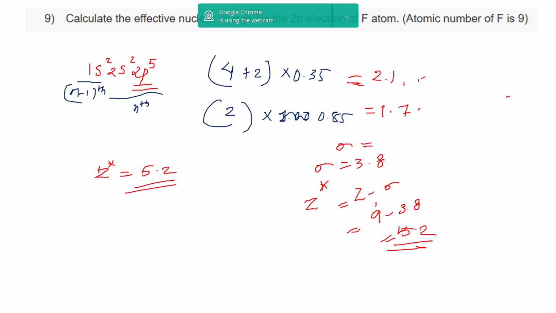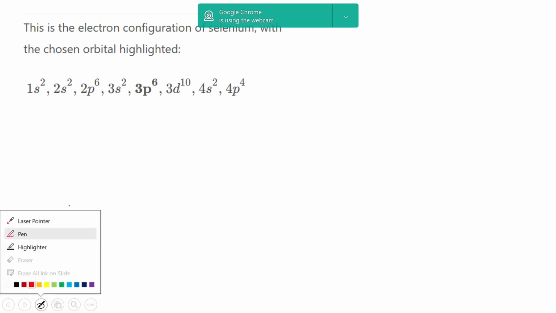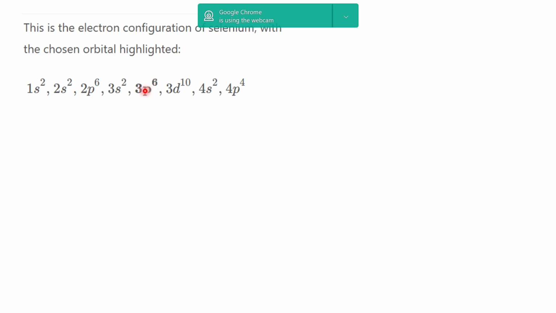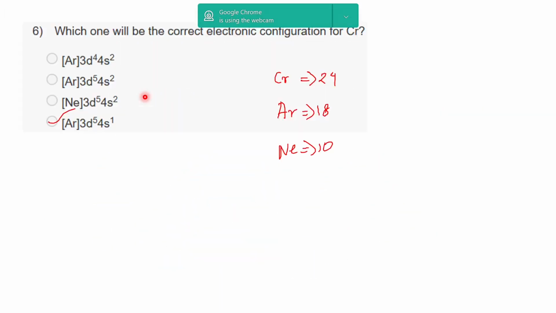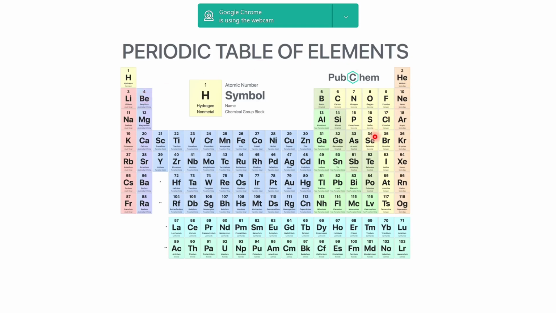Okay. So there is one more question. This is the electronic configuration of selenium, and I have given the electronic configuration. Now the chosen orbital is highlighted. So I want to look at what is the effective nuclear charge felt by an electron in this 3p? So I'll give you the atomic number of selenium. Selenium is 34.